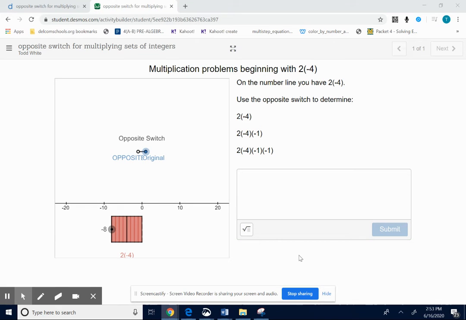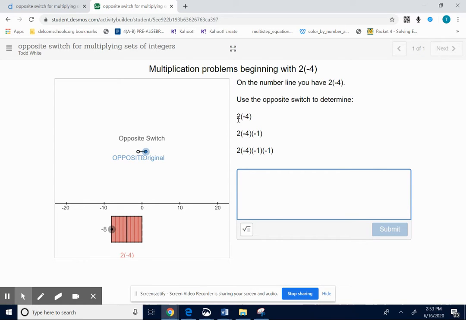Okay, I'm going to have you do some multiplication problems that have a lot of negative ones tacked on. Different numbers of negative ones tacked on. And for now, we're just going to think about a negative one as an opposite again.